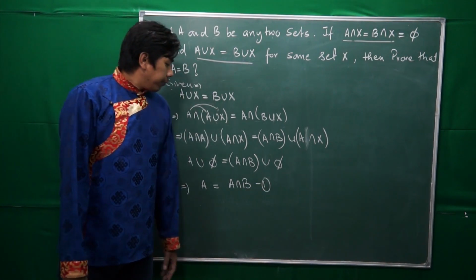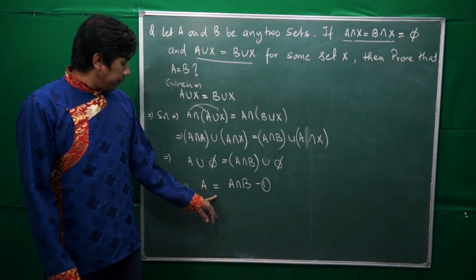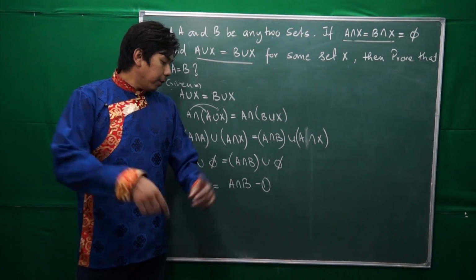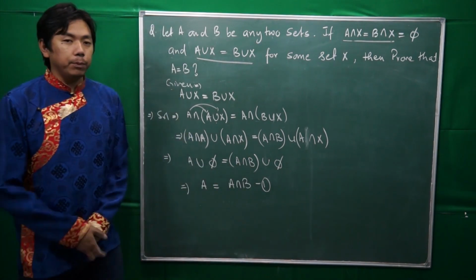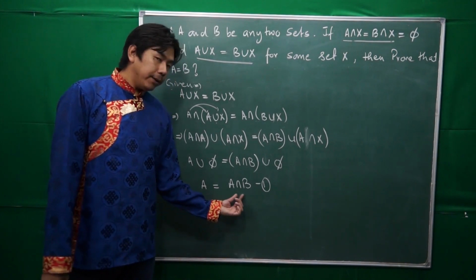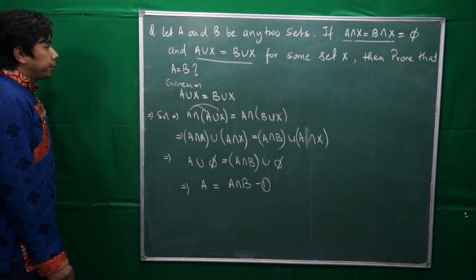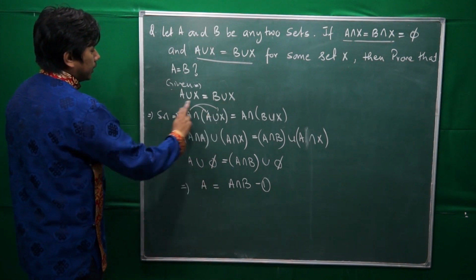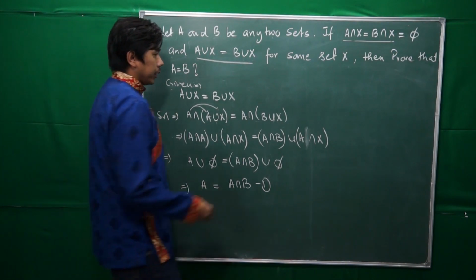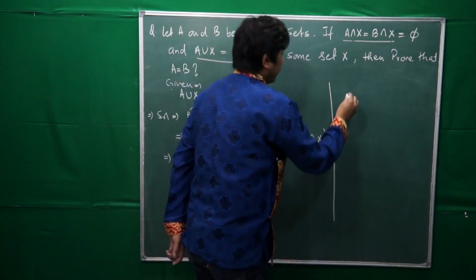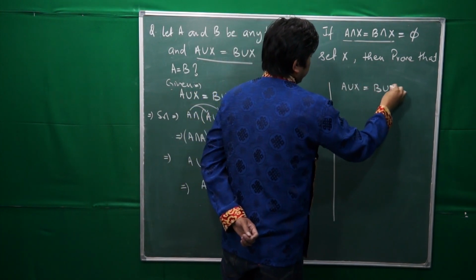Simple. Now for the second part, if I am able to prove that B is also equal to A intersection B, then from equation 1 and equation 2, I can prove that A equals B. So what we'll do is prove A intersection B is equal to B. To prove that, again, we'll go with the same equation. A union X is equal to B union X.